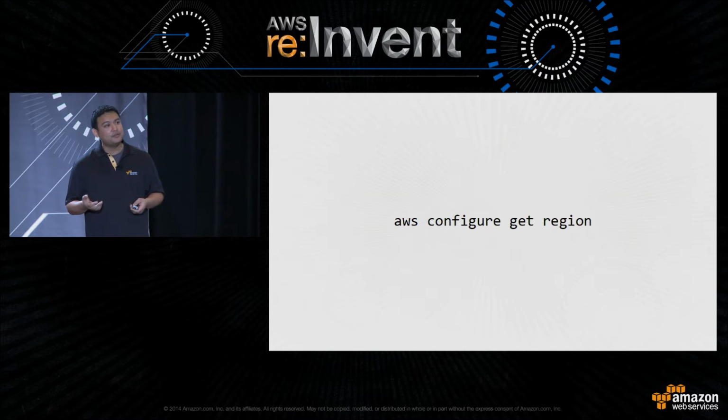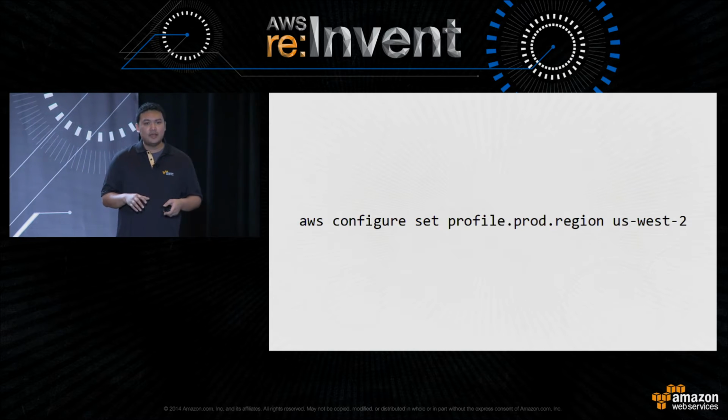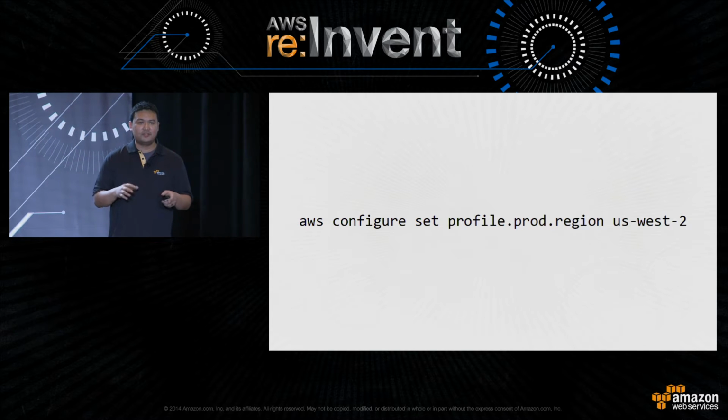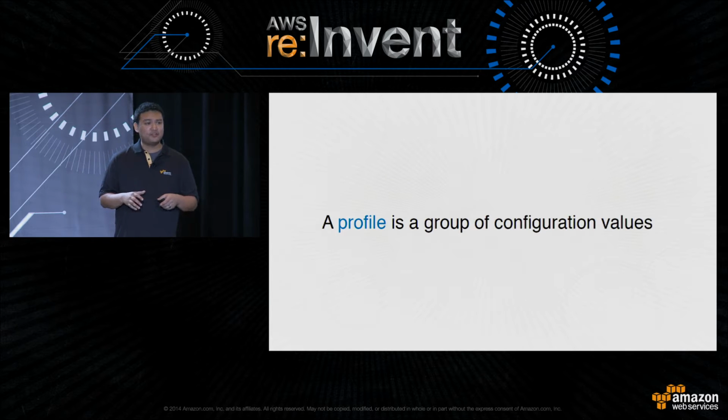And so in a similar way, I can set values. Now, there's two things here that I'm showing with a set. The first thing is that I'm saying profile.prod.region. So this is saying set the region for the prod profile. And the second thing I'm showing here is profiles. And if you're a new user, a profile is just a set of configuration values. And you can imagine I might have a development profile that has credentials with access to specific resources, and I might have a production profile.